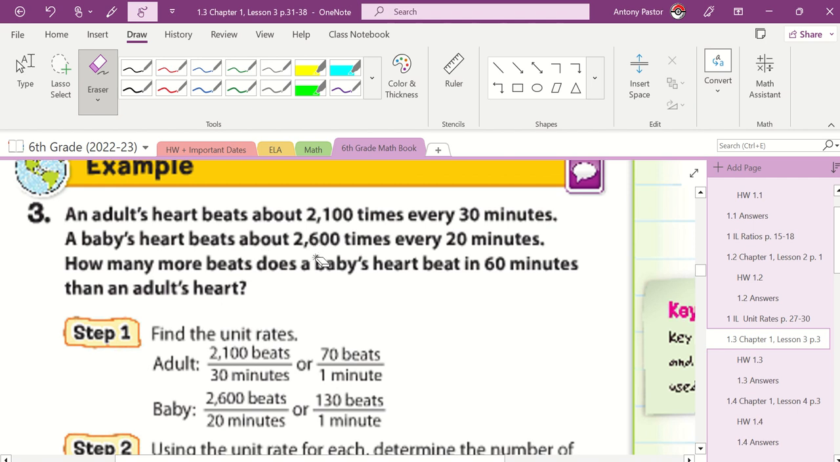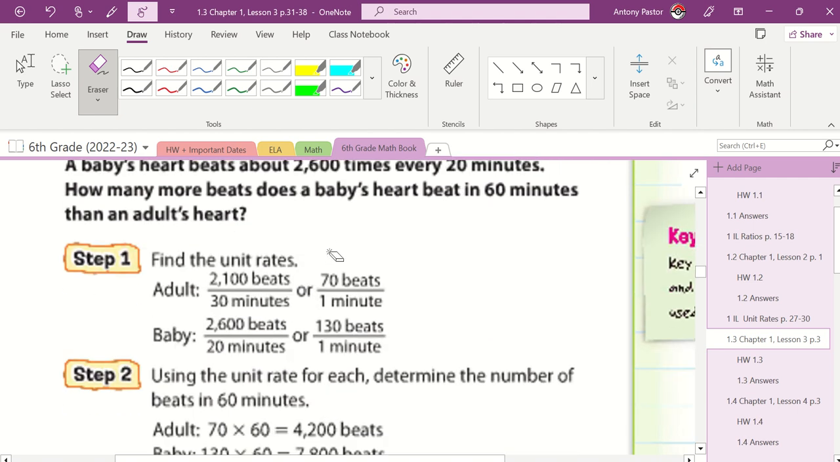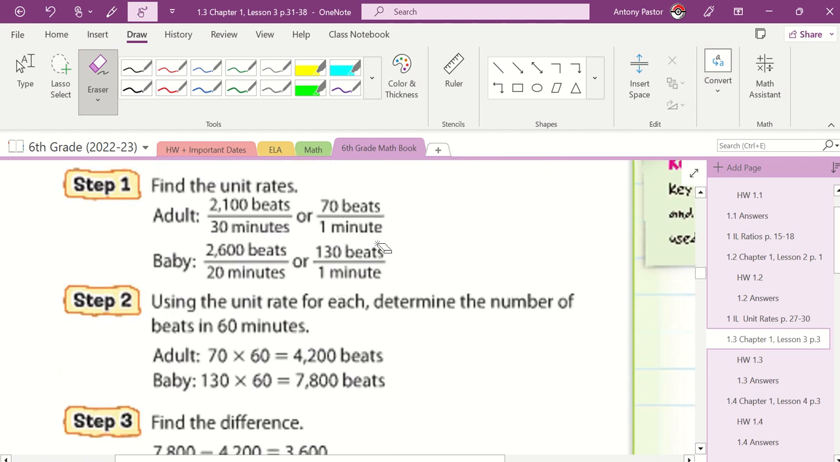That question is a lot. So we're going to find unit rates first. An adult's has 2,100 beats per 30 minutes. If I were to divide both of these by 30, I would get 70 beats per minute. Babies are 2,600 beats per 20 minutes. If I divided these both by 20, I would get 130 beats per 1 minute. So hopefully we're on the same page here.